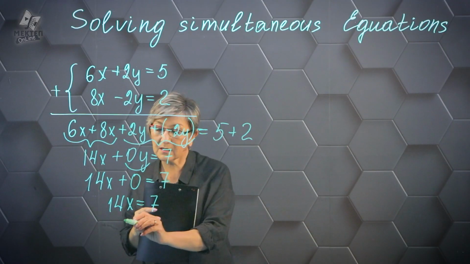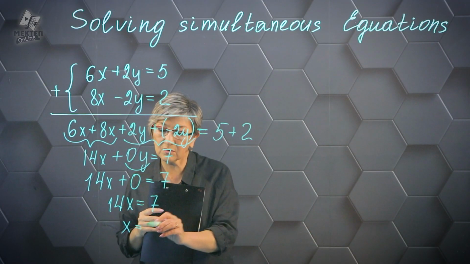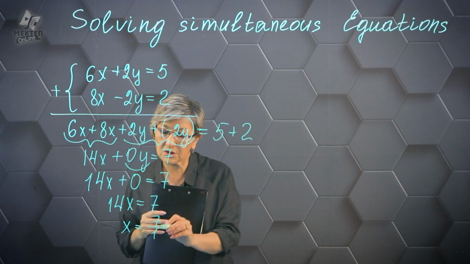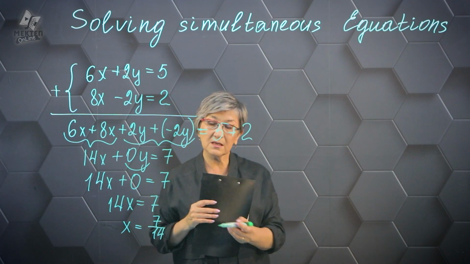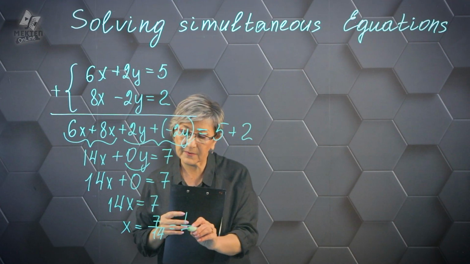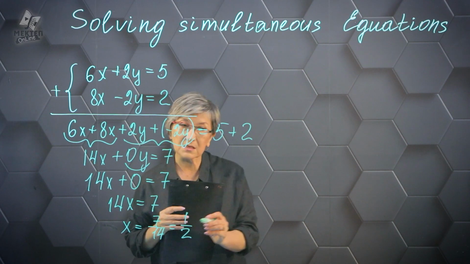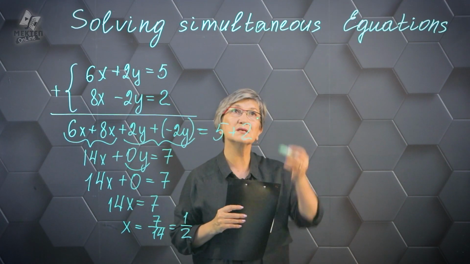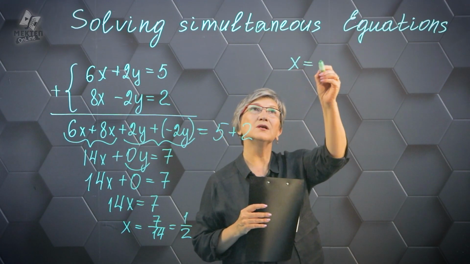From this equation we find x equals 7 divided by 14. But 7 divided by 14 is 1/2. So x equals 1/2. Let's write it down. We found that x equals 1/2.